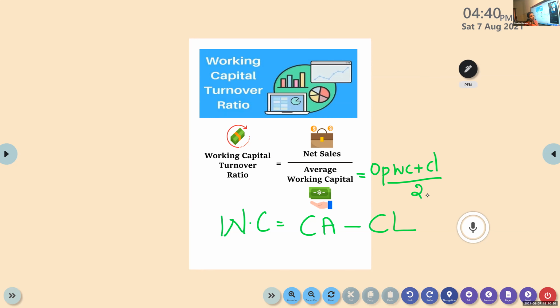So here we are checking how the firm is using its working capital, whether they are making use of it efficiently, effectively for improving their sales. Turnover is sales, so the main aspect analyzed is the sales. Whether working capital is efficiently used for improving the sales. And what is working capital? It is current assets minus current liabilities.